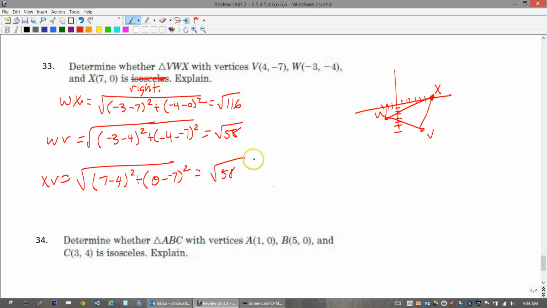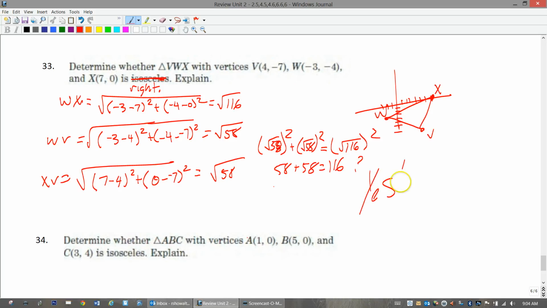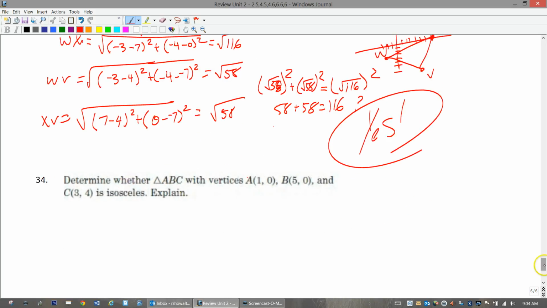So let's see if it's a right triangle. We have to find the longest side. In the picture, it was WX, and mathematically with the square roots, it was WX. So we're going to say, is that squared equal to these two squared? That's an 8, by the way, terrible looking 8. Anyway, 58 squared. Is that equal? Well, it's 58 plus 58 equals 116. Is that true? Yes, that's true. So it is a right triangle. Okay, let's crank out the last one.